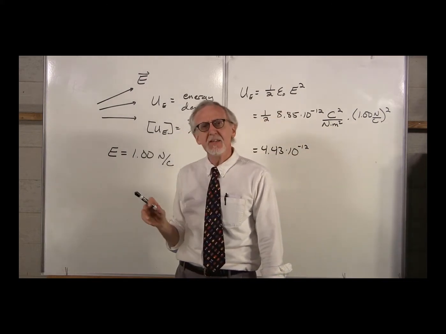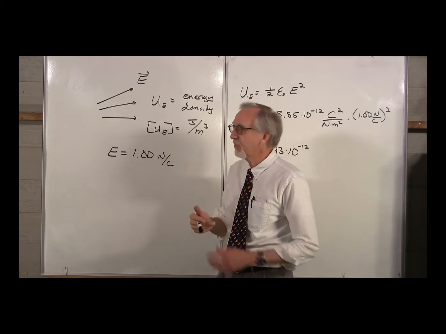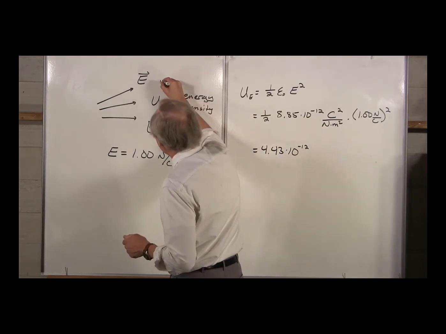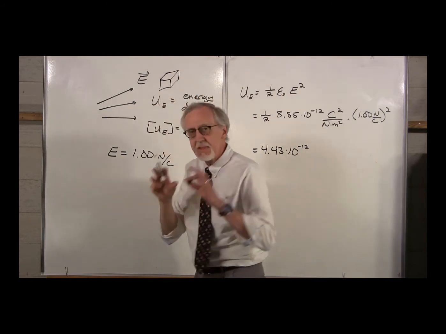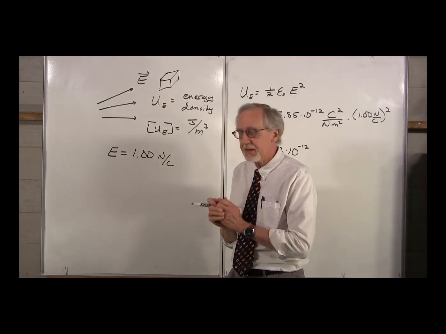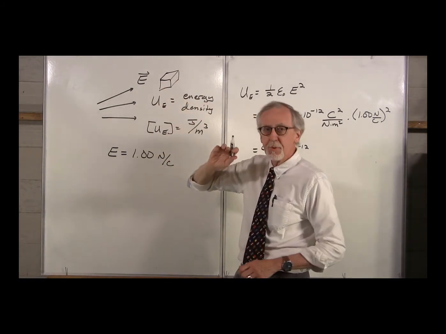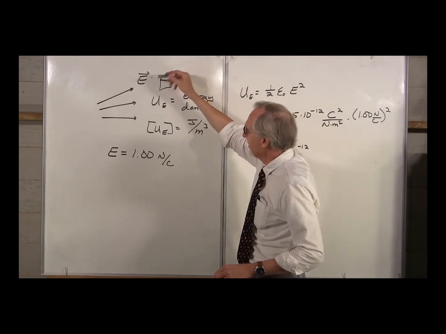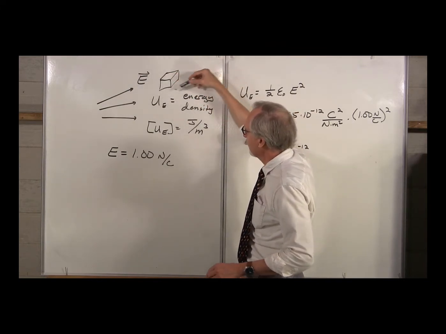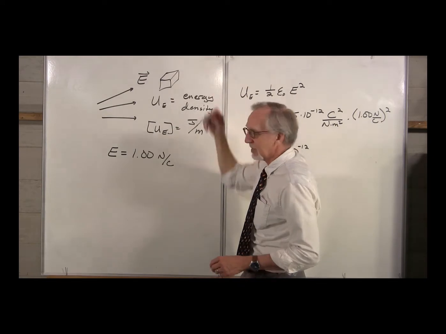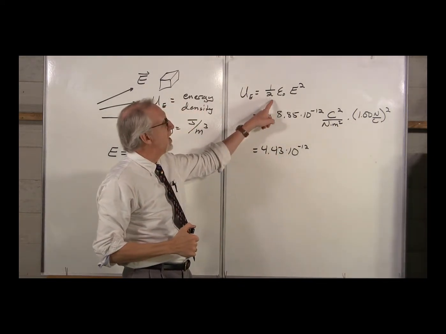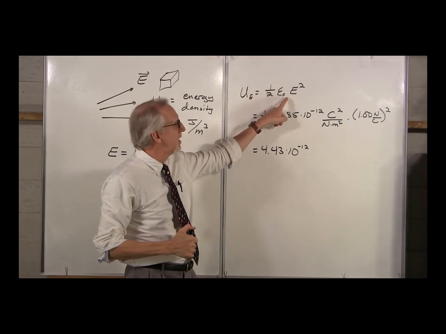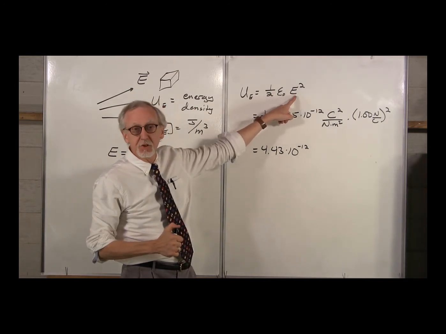What this means is that any time we've got an electric field in space, there is energy in that space. And the amount of energy per space that we have in that electric field is given by this quantity, the energy density. The value of the electric field energy density is 1/2 times epsilon naught times the electric field squared.